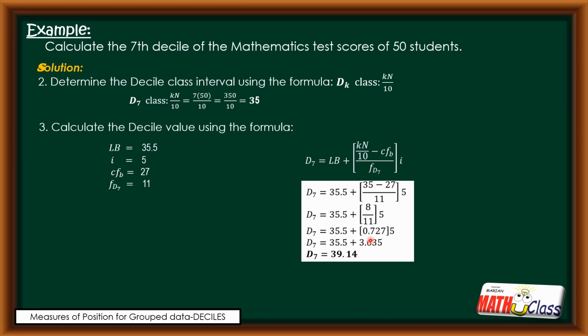The answer is 0.727 times 5, that is equal to 3.635. Now let us add 35.5 and 3.635. The answer is 39.14. Therefore, the value of our 7th decile is 39.14. And that's all for this lesson, Deciles for Grouped Data.